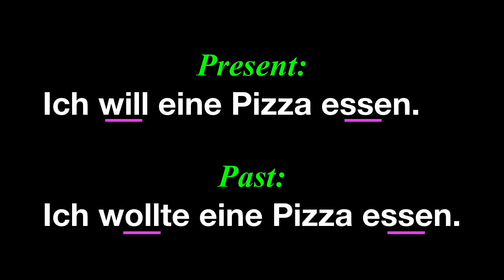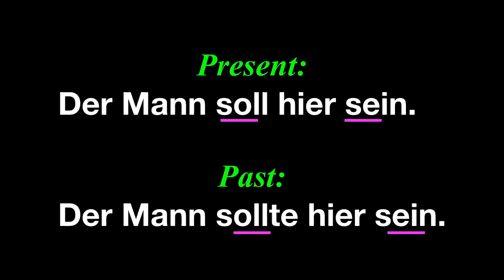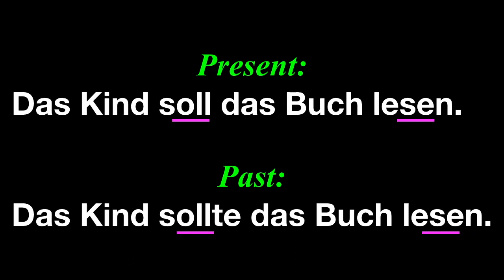Ich will eine Pizza essen. Ich wollte eine Pizza essen. I want to, or I wanted to, eat a pizza. Der Mann soll hier sein. The man should be here. Der Mann sollte hier sein. He was supposed to be here.